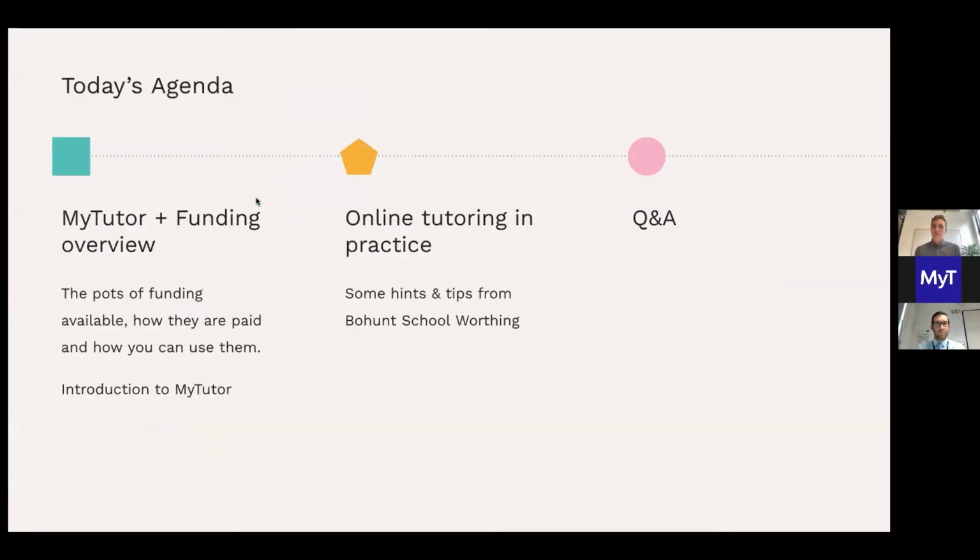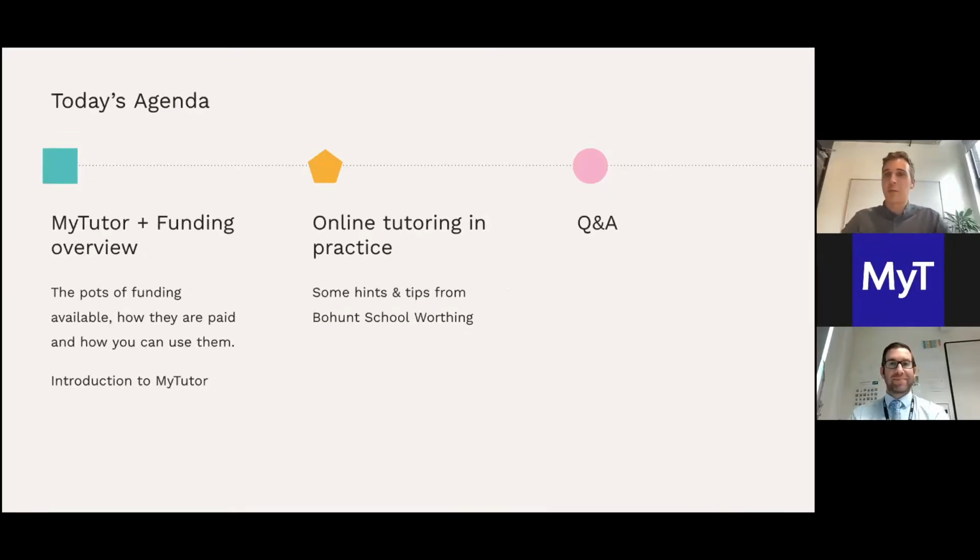So in terms of an agenda for today, we'll kick off by giving a brief introduction to MyTutor and how we work and how funding appears to be laid out this year. We'll also look at some online tutoring in practice. So we brought Ben Carter, who's an assistant head at Bohunt School Worthing, to give us some best practice around how to use tuition. You've been with us for a while and actually run a great program at Bohunt School Worthing. So hopefully some useful in-practice tips for how to run a tuition program.